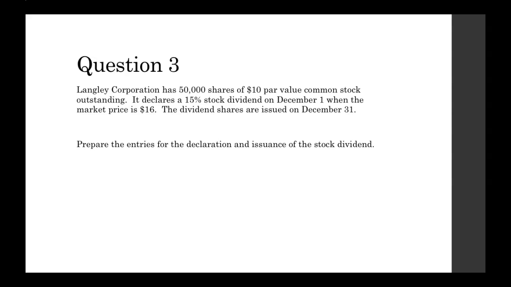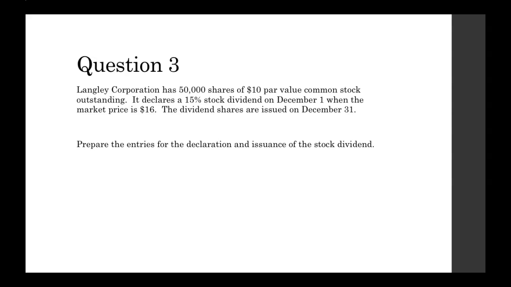Then Langley Corporation decides to declare a 15% stock dividend on December 1st when the market price is $16. The dividend shares are then issued on December 31st. So we need to take that information and prepare the journal entries for the declaration and the issuance of the stock dividend.